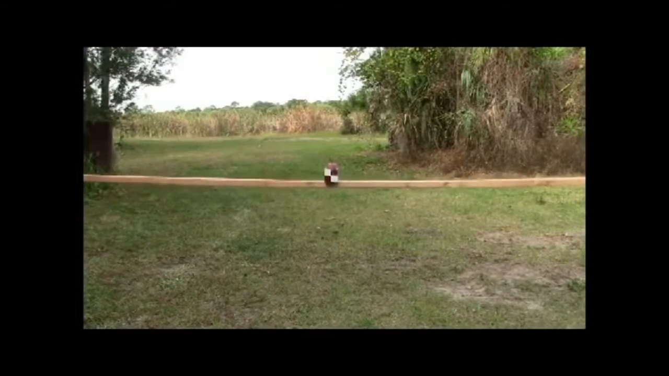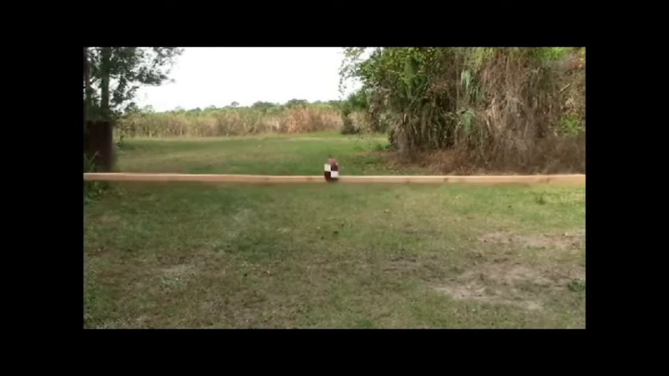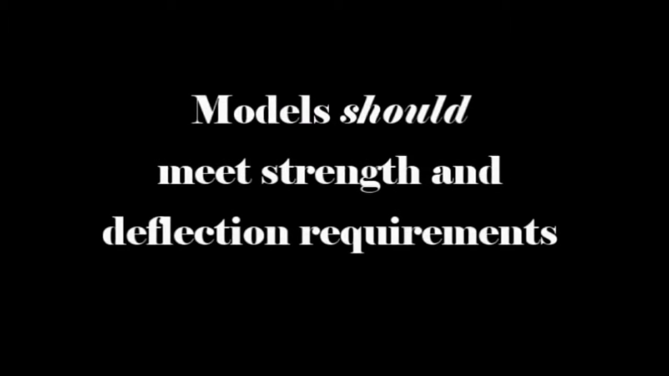For example, the building can't sway in the wind or have bouncy floors, even though it may be perfectly strong. Building codes have an allowable deflection, and for the towers, it's the beam length divided by 360, or L over 360. Ideally, any experimental model should meet these two basic requirements.